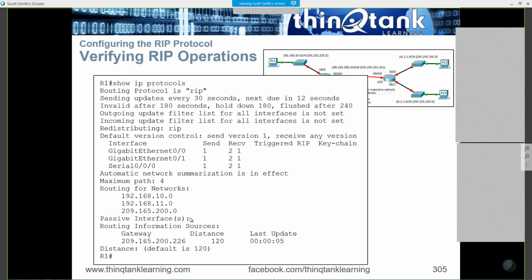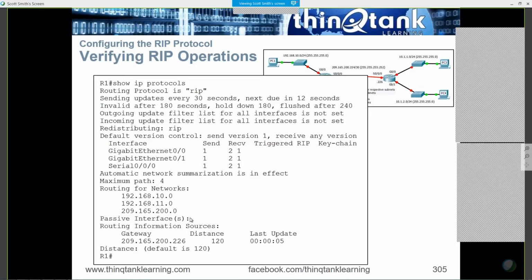Updates are being sent out every 30 seconds. The next update goes out in 12 seconds. All the timers for RIP. Invalid timer is 180 seconds, hold down timer 180, flush timer. I'm not going to really get into those timers. By the way, those timers are tested on the second test, but I really don't want to get into it. It's not really that important, practically speaking.